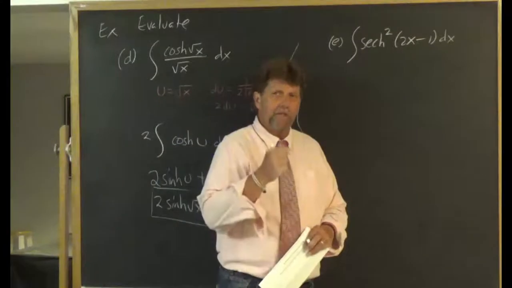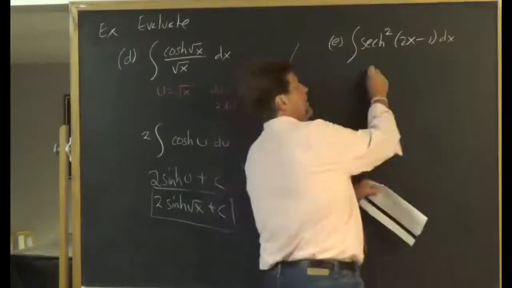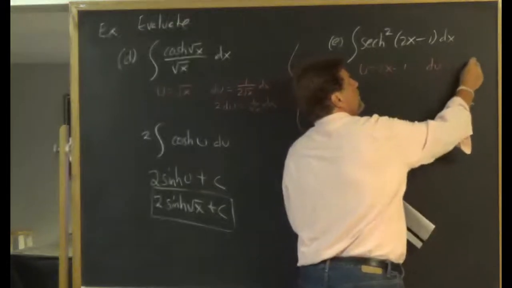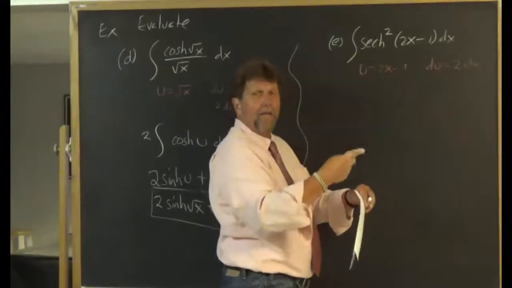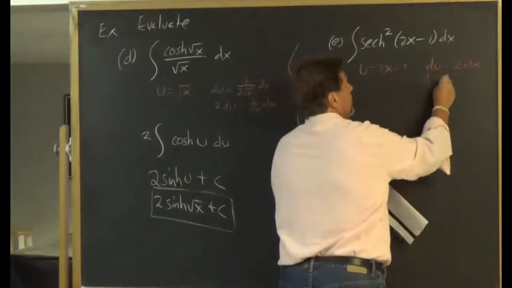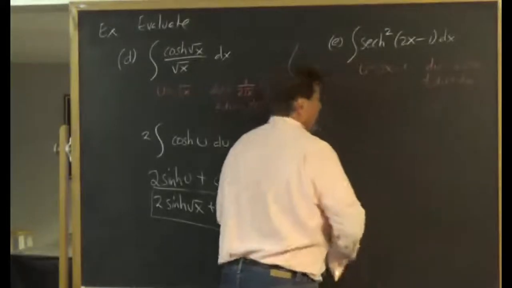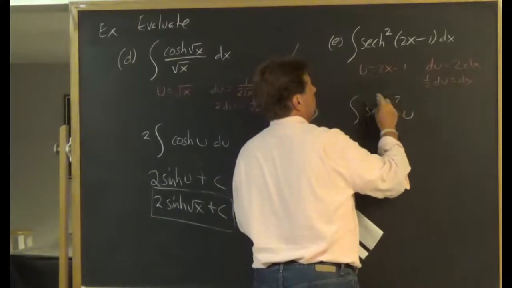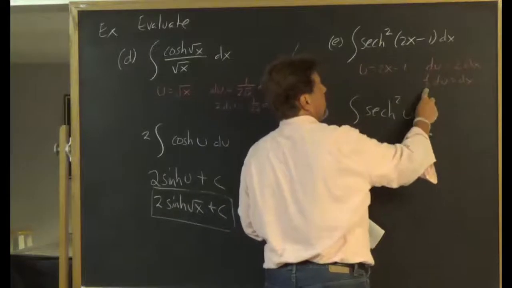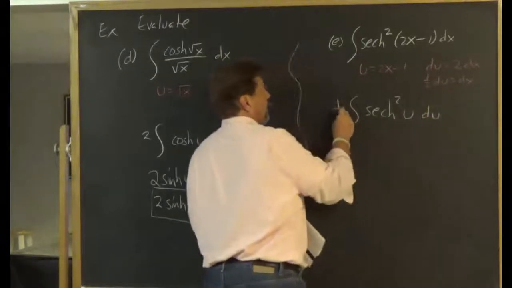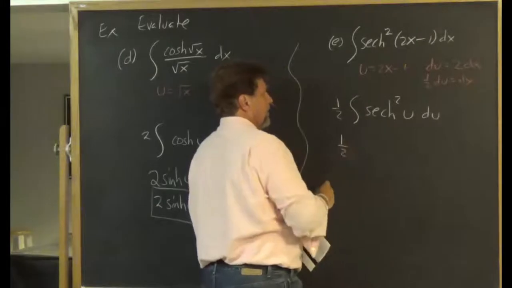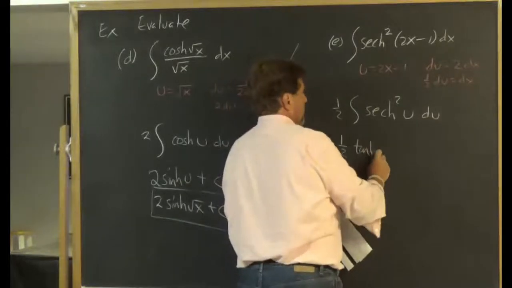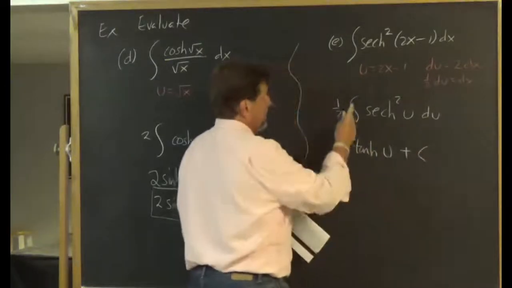All right, part E, I would start off by letting u equal 2x minus 1. Then du is 2 dx, or 1/2 du is equal to dx. When I substitute in, I have hyperbolic secant squared u, and dx is replaced with 1/2 du. Put the 1/2 out front. The antiderivative of hyperbolic secant squared is hyperbolic tangent. And we'll resubstitute.